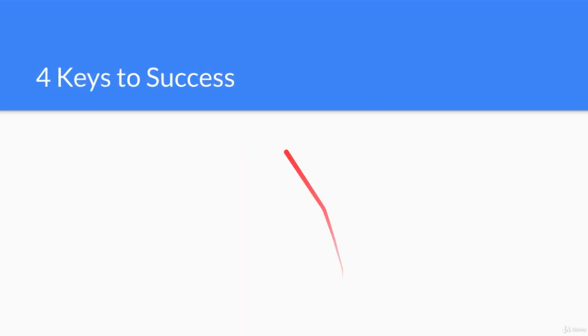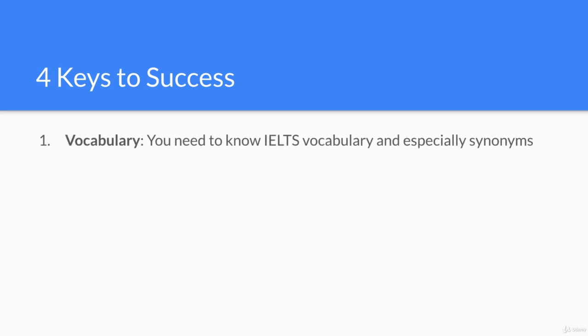Now, I want to talk about the 4 keys to success, the 4 things that you are going to need if you want to get a band 7 or higher on the reading test. First, you need to have vocabulary. Guys, there is no way around this. If you don't have a solid base of vocabulary, then you're not going to perform well on the reading test. The reading test is mainly a test of vocabulary, a test of understanding synonyms, and so on. So vocabulary is absolutely critical to getting a high score on the reading portion.